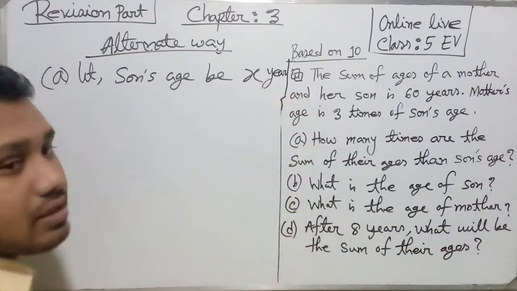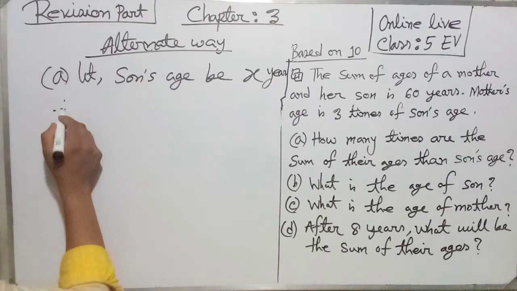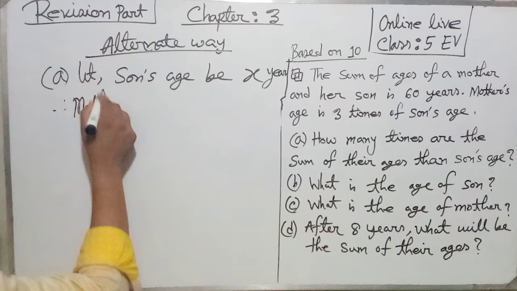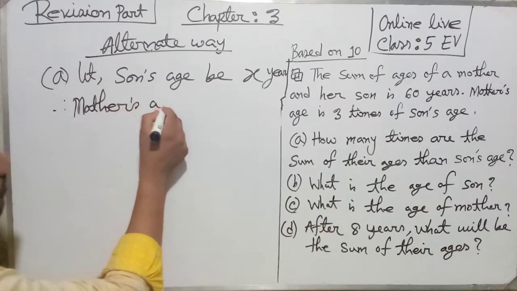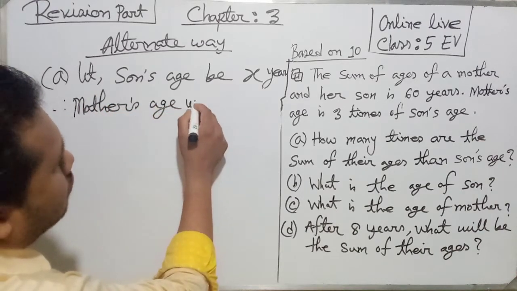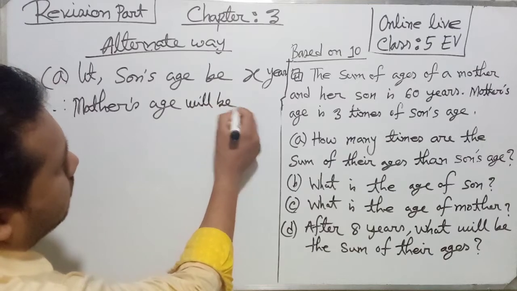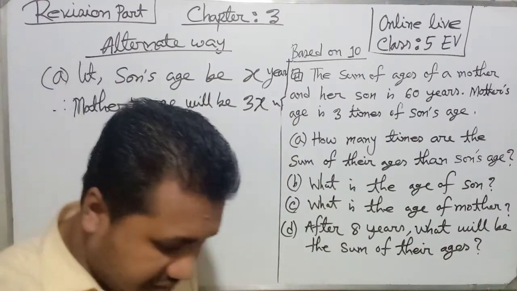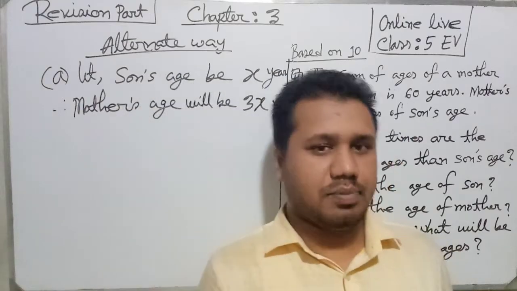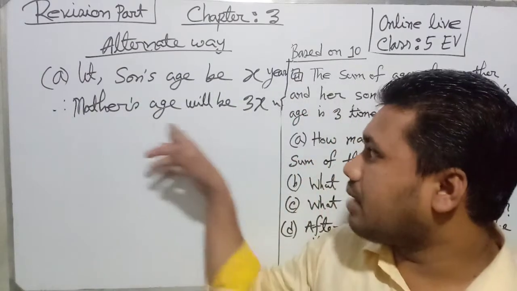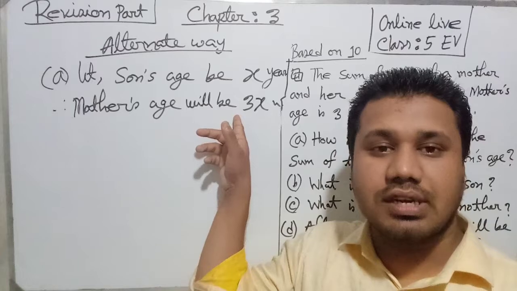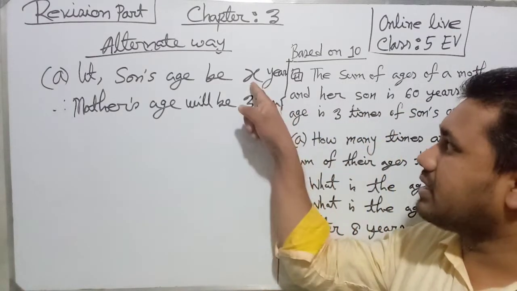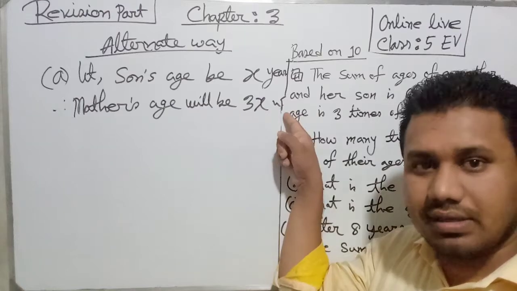Suppose the son's age is x years. Now, therefore, mother's age will be 3x years. If the son's age is x years, x meaning unknown, we don't know, then the mother's age will be 3x years. Why? Because mother's age is 3 times the son's. If the son is x, the mother will be 3x.